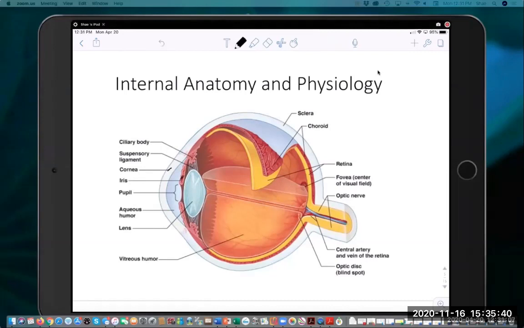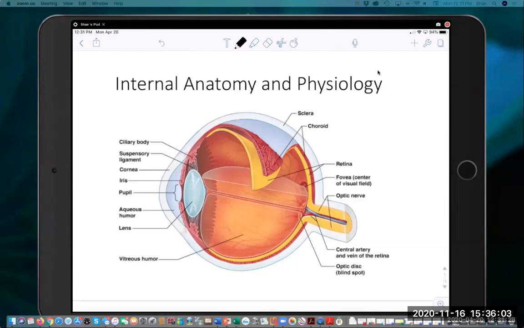The lens is that transparent curved structure of the eye, and it is located behind the iris and the pupil. So this is your lens right here, okay? It's located behind the iris and the pupil, and along with the cornea, it helps to refract light to be focused by the retina.